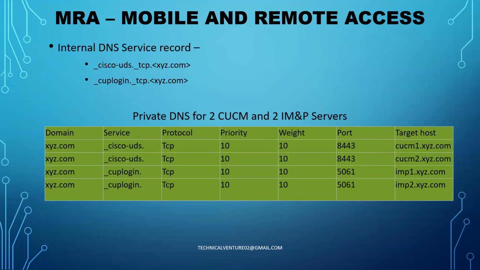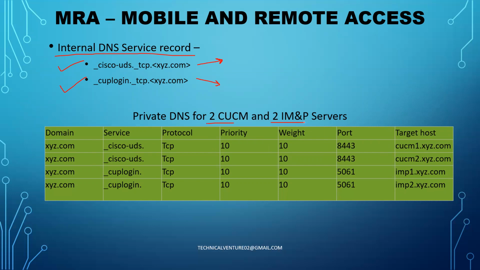Here you can see this is for the internal DNS SRV records. For internal, you need to add the Cisco UDS and the cup login. This is for presence. So underscore cisco-uds dot underscore tcp and then dot xyz.com, or I can say the CUCM, or cisco.com. And under this SRV record, you will put the CUCM IP, and under this record, you will put the IM and Presence IP. This is the private DNS for two CUCM and two IM and Presence servers.